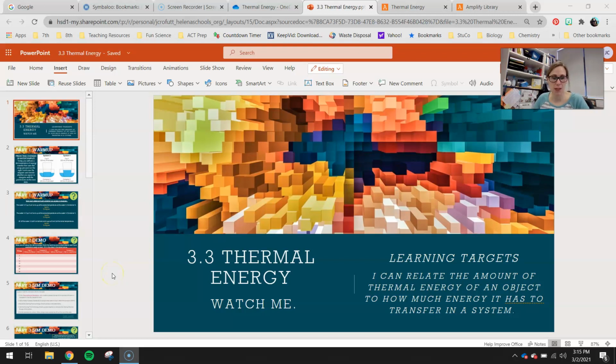8th graders, today's assignment is a 3.3 thermal energy assignment. Your learning targets: I can relate the amount of thermal energy of an object to how much energy it has to transfer in a system. So basically what we're saying is the more thermal energy something has, the more energy it can potentially transfer to another object if they come into contact to reach equilibrium.